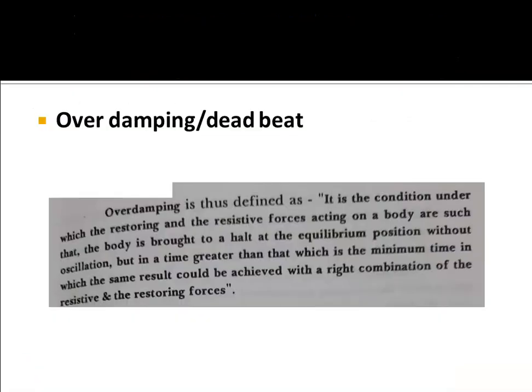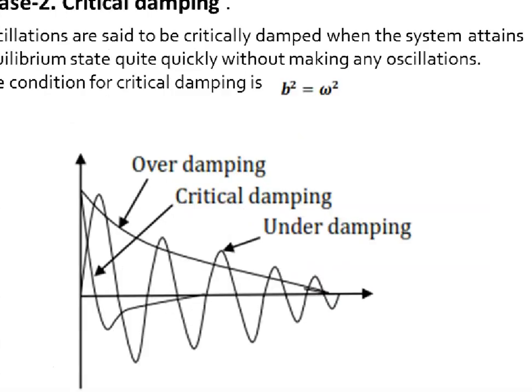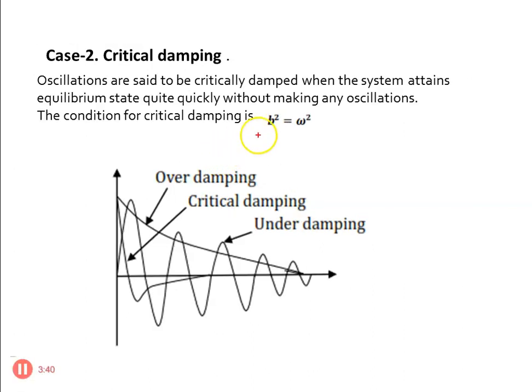Next we will move on to critical damping. Critical damping is when b square is equal to omega square, that is, the resistive force is equivalent to the frequency of the vibrating system. Here is the pictorial representation of the three different cases: overdamping, critical damping, and underdamping. Overdamping is where, from the maximum displacement, the body just rests at the equilibrium position, or sometimes rests here itself. This is called overdamping.